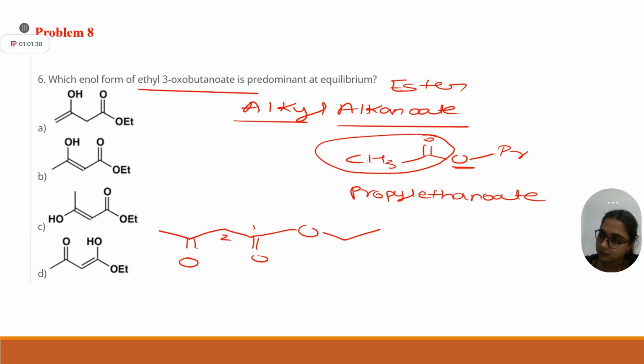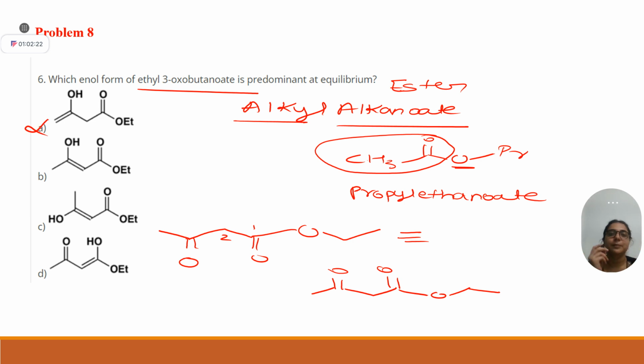If I write this structure as per your understanding, this will be like this: COO. Now they are asking which form of this structure is predominant at equilibrium. By looking at the options, which option can you delete in the first go? Option A. Okay, this will be deleted.